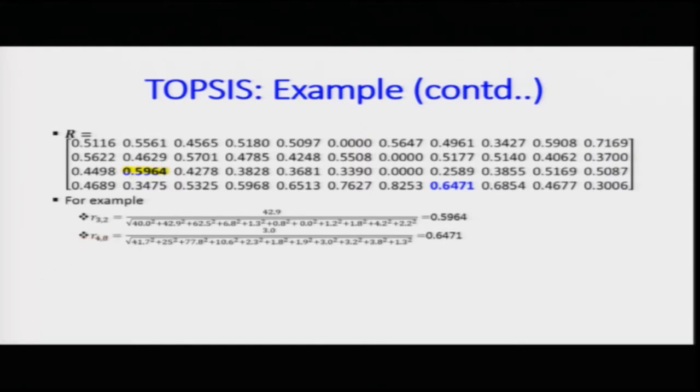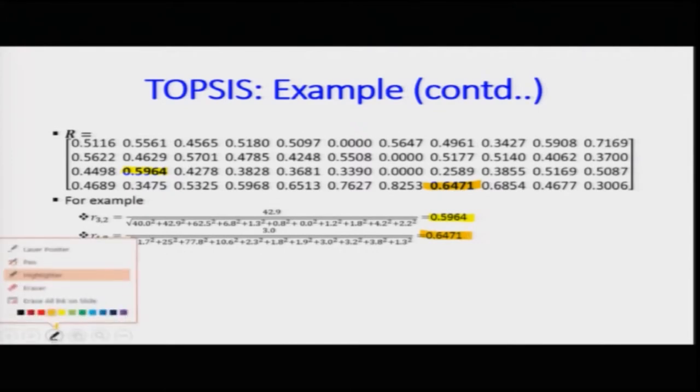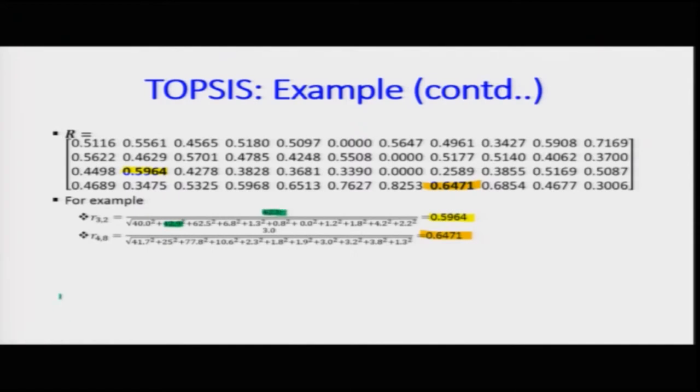So this is yellow, this is yellow, this is orange, this is orange, so it will be easy for us to find. Then the value of 3,2 would be given. So if it is 3,2, then 42.9. So, I calculate these values.